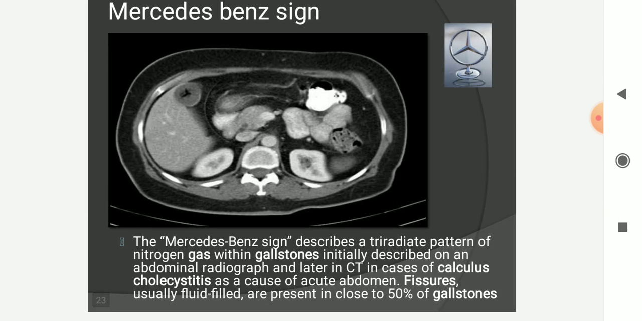Mercedes-Benz sign. The Mercedes-Benz sign describes a triradiate pattern of the nitrogen gas within the gallstone, initially described on an abdominal radiograph and later in CT scan. In the case of calculous cholecystitis, as an acute abdomen, fissures, usually filled with fluid, are present in close to 50% of the gallstones. So it is related to the gall abnormalities, most commonly in calculous cholecystitis.